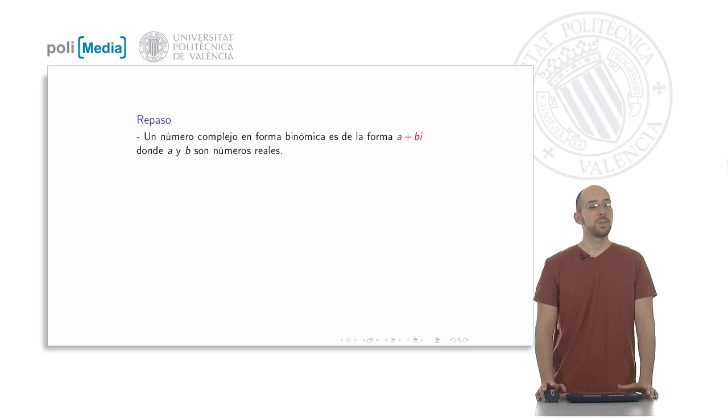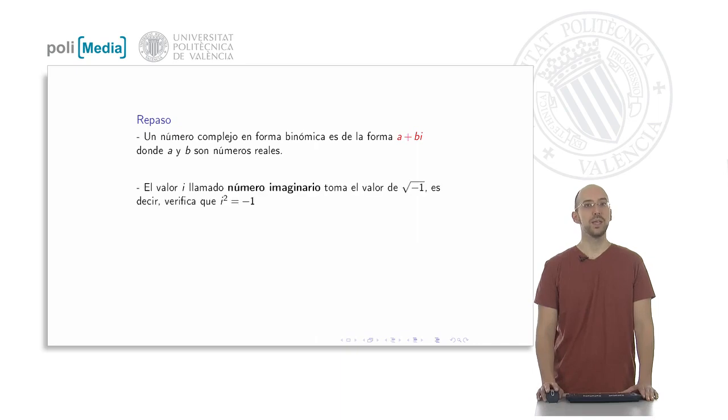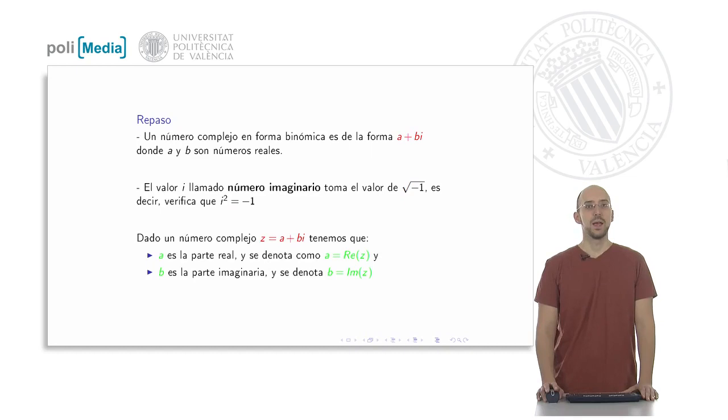Well, let's first do a little review of what we saw last unit. A complex number is of the form a plus bi. It is said to be in binomial form in this case, where a and b are real numbers, and the number i, the so-called imaginary number, is equal to the root of -1, or what is the same, you can say that i squared is equal to -1. Also, let me remind you that in a complex number in binomial form, a plus bi, a is what we call the real part of z, and b is the imaginary part of z.